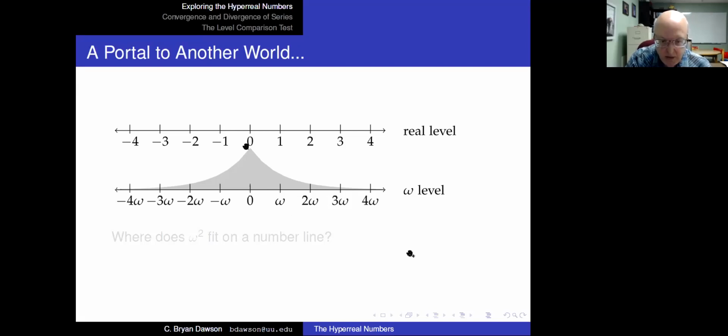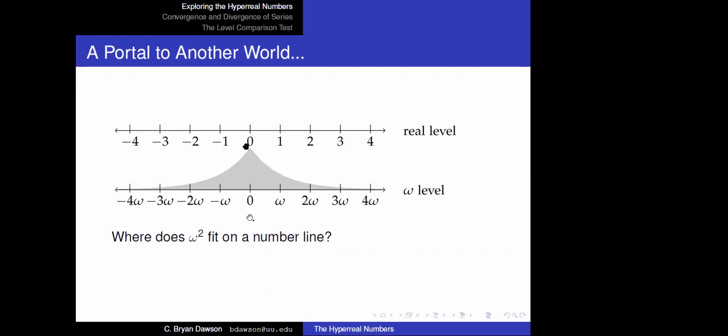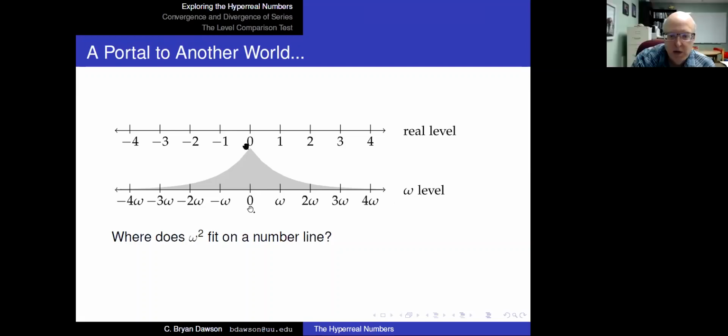But then that brings us to another interesting question. Where do you think omega squared would fit on a number line? Would it fit on the omega level line? Sure, they'd have to be close by the same premise, right? So would they be close to omega or negative omega?